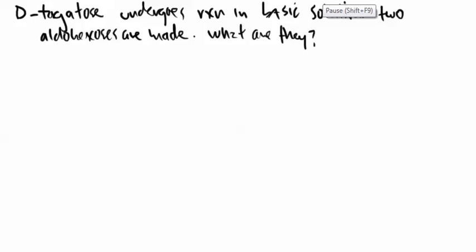So before we go further, let's look at an example problem. Example problems make you happy, right? Example problems make you feel good about yourself because this is your way of testing to make sure that you understand the material. And then in this example problem, we see D-Tagatose undergoes a reaction in a basic solution. Two aldohexoses are made. What are they?